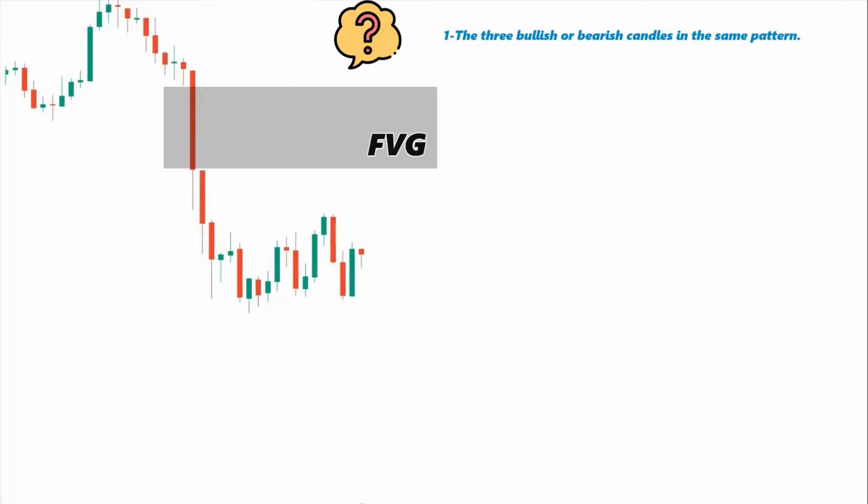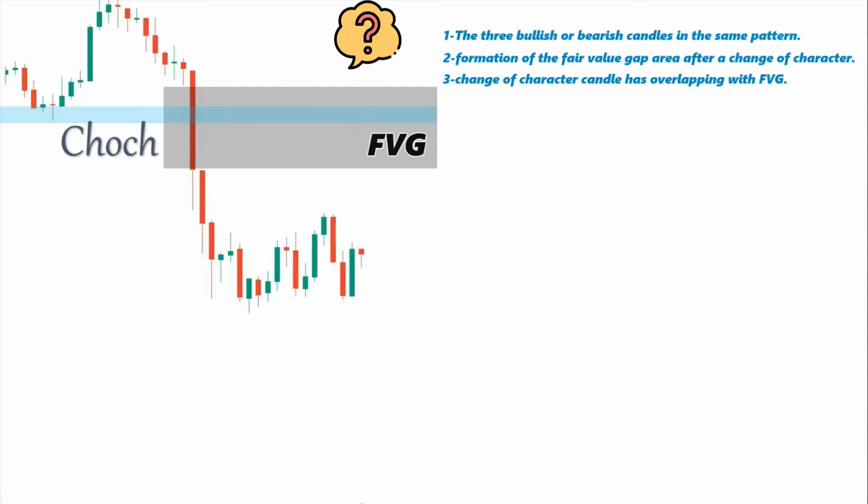The second condition is the formation of the fair value gap area after a change of character, such that this change of character overlaps with the fair value gap area. It means that if the candle that breaks through, which forms the change of character and causes the price reversal, has passed out of the fair value gap area, or vice versa, and does not overlap with that area at all, this area is not suitable for trading.